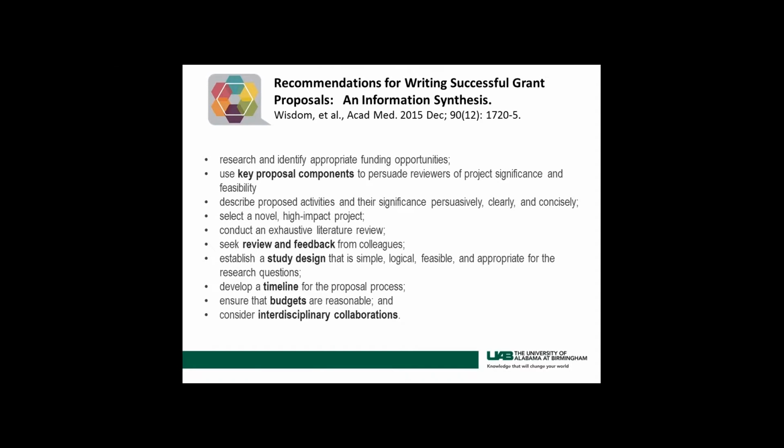You should use key proposal components to persuade reviewers of project significance and feasibility. Of course, the proposal components are those elements like the specific aims, the research design, the preliminary data, etc. You should describe the proposed activity and their significance persuasively, clearly, and concisely. That takes some time, and I think most important, which is not here, is take time to do this. I'm here to tell you. You need to select a novel, high-impact project, or at least, hopefully, select it. You need to conduct an exhaustive literature review. You need to be the expert in the area and demonstrate that expertise.